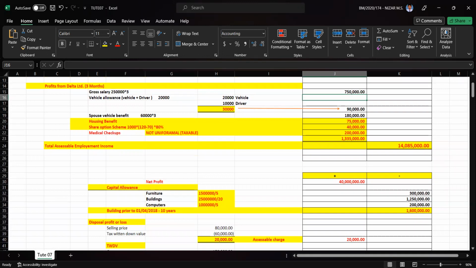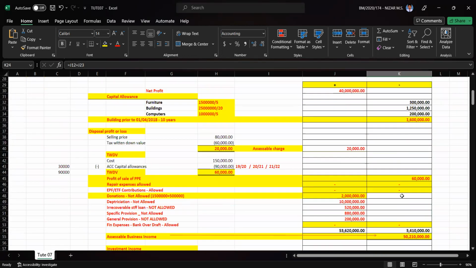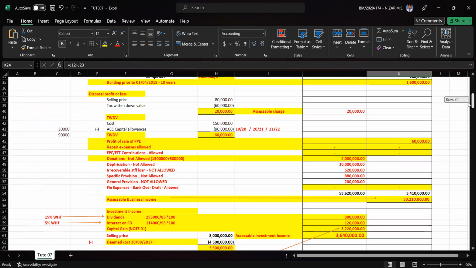Next, the spouse of Mrs. Sandun underwent some medical checkups. The cost is 200,000. This is available for managerial level only, so it is not uniformly applicable. Those should be taxable. After computing these things, we can derive the total assessable income, the sum of Delta and Aqua Limited. This is the summation of those two assessable incomes from employment.